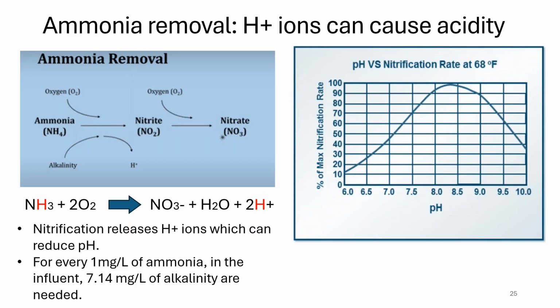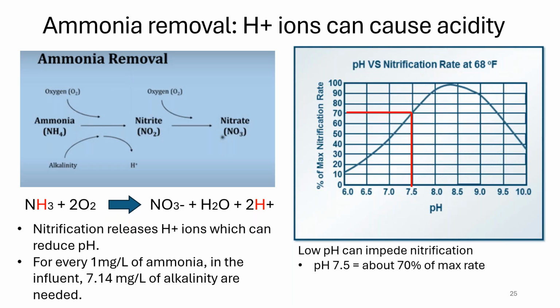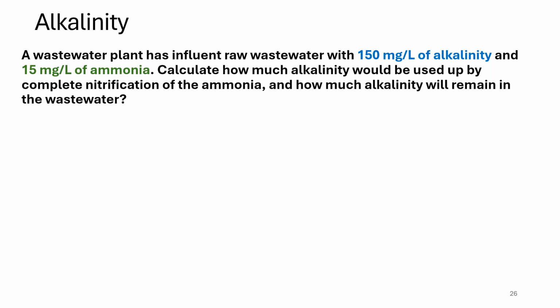If we look at the effect of pH on nitrification rate here, at a pH of 7.5 we're at about 70% of the max nitrification rate. And if we look at 6.5, we're down to around 25% of the max nitrification rate. So nitrification affects pH, but the pH also affects the nitrification rate quite a bit. Keep in mind, this particular diagram is not for all temperatures. This is just for a particular temperature, but the concept is the same. If you have a decrease in pH, it will decrease alkalinity.